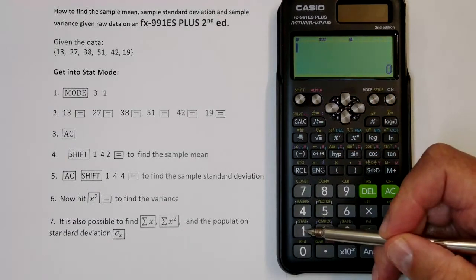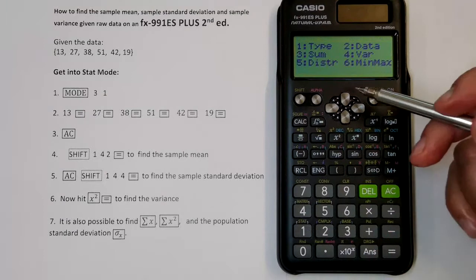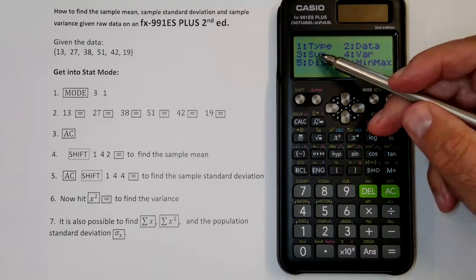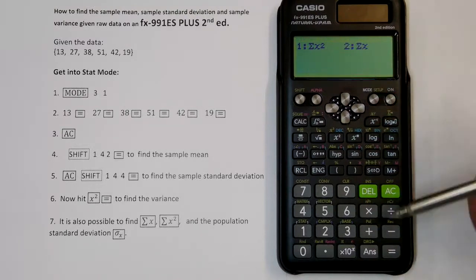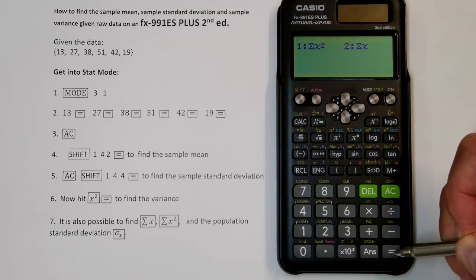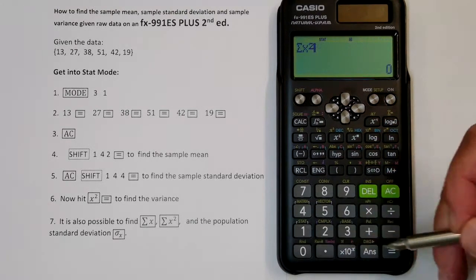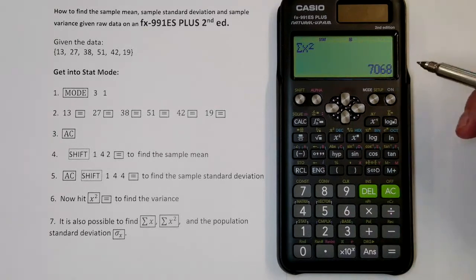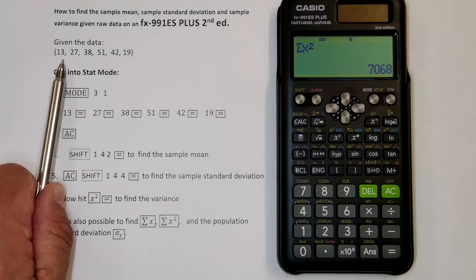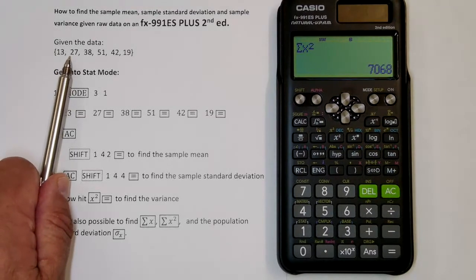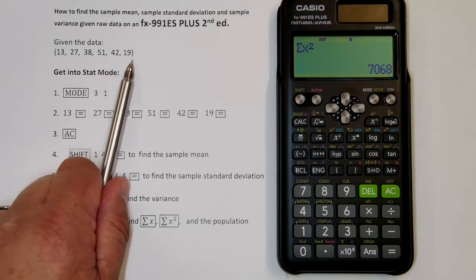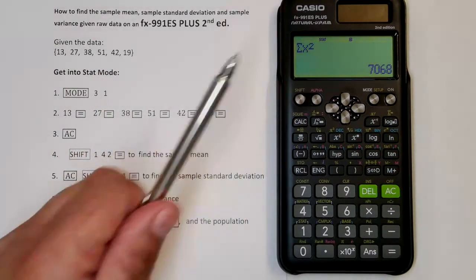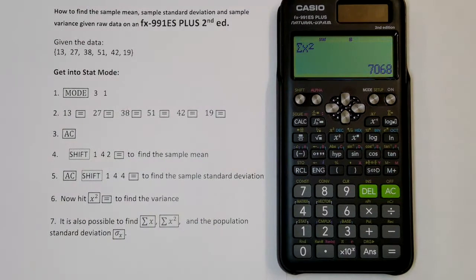So if I go to stat 1, we already explored number 4. Let's look at number 3. Number 1 is sum of x squareds, and let's just do that. Number 1, and 7,068. That means if I took 13 and squared it, plus 27 squared, plus 38 squared, plus 51 squared, plus 42 squared, plus 19 squared, equals 7,068.